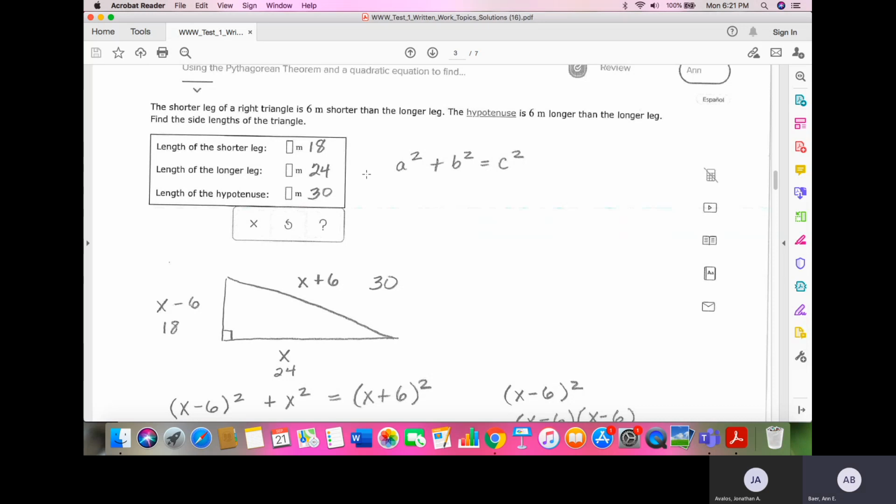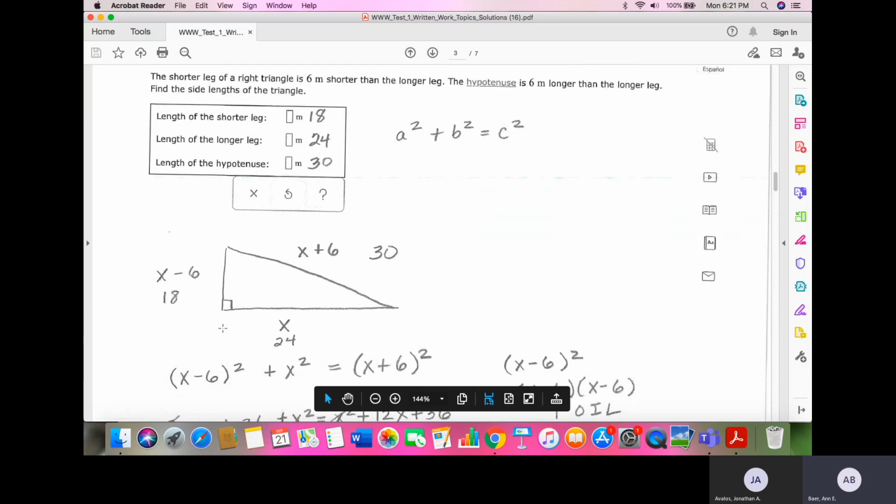So we want to draw a right triangle, and right means there's a 90-degree angle right here. The two sides that form that right angle are called the legs. The opposite side from the right angle is called the hypotenuse.